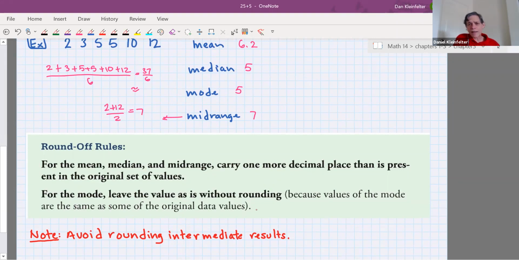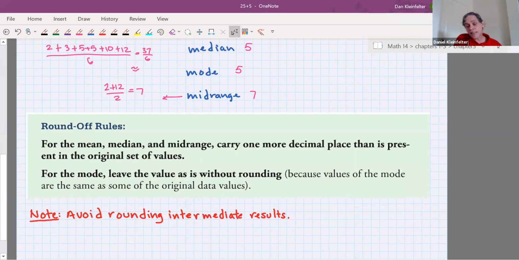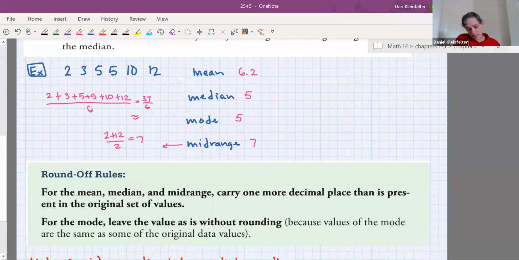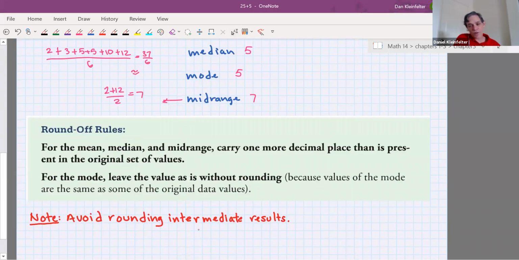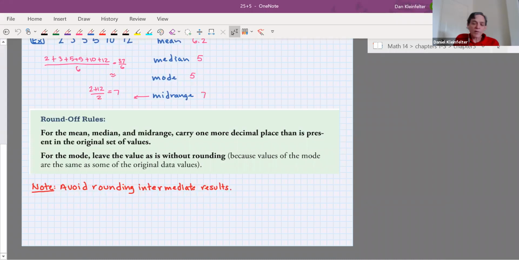For the mode, don't round anything. Okay, the values of the mode are actually data values, right? The others need not be, but the mode is actually a data value. It's the most frequently occurring data value. So you're not going to round anything there. In your calculations in general for this class from now until the end of the term, try to avoid rounding intermediate results, okay? So here that was not really an issue, but just in general for the future, try to avoid rounding intermediate results. All right, that will take us to the end of this part of 3.1.